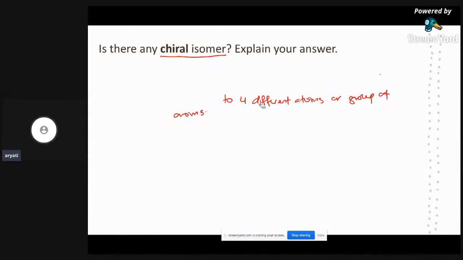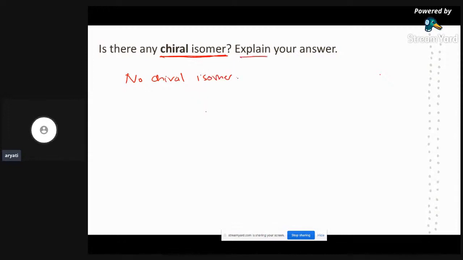There are no chiral isomers. Explain your answer. Kenapa? Is there any chiral isomer? Jawapannya no chiral isomer. So kenapa? Explain. Because there are no chiral carbon ataupun no chiral center.